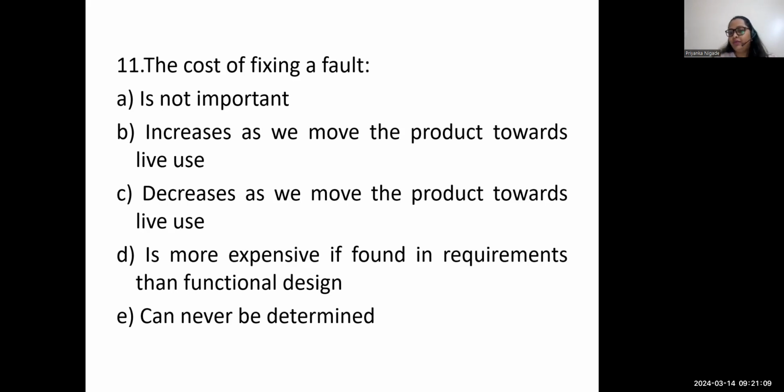So what do you think? Which option is correct? Think properly. One more time, think about your answer. Okay.